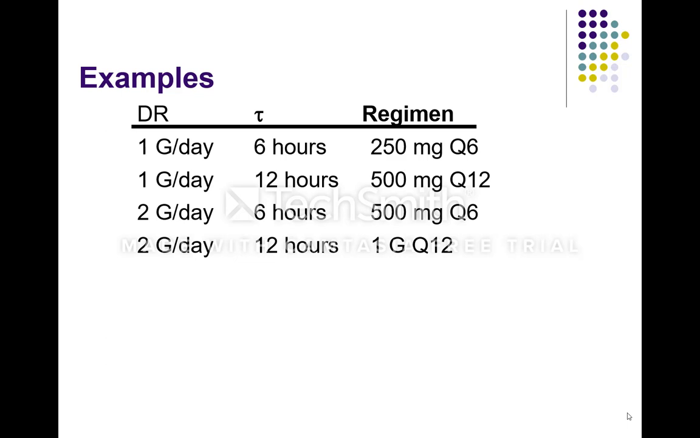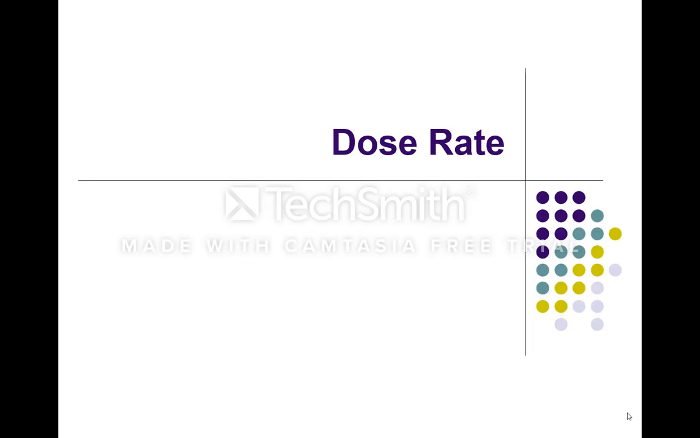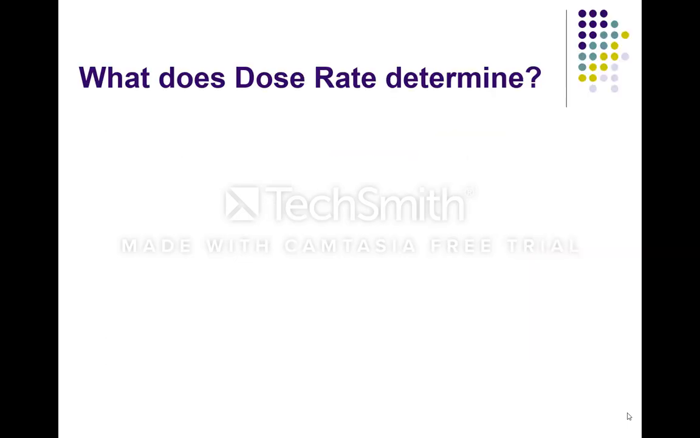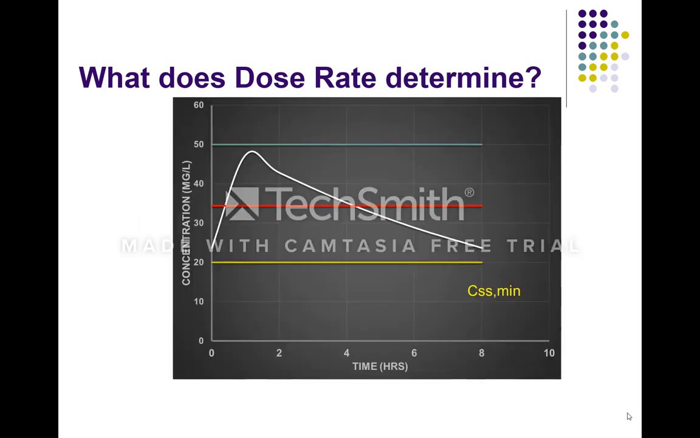So I usually like to think of it as figuring out what your dose rate is, because you're going to target your CSS average, and then figure out how big a birdie bites you have to break that daily dose into. Is everybody okay with all this? Okay, so we're going to specifically talk about dose rate. What does dose rate determine? I think I already gave this away. Dose rate determines your CSS average here.